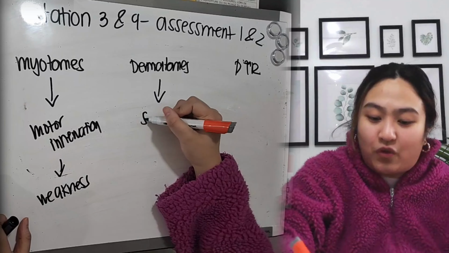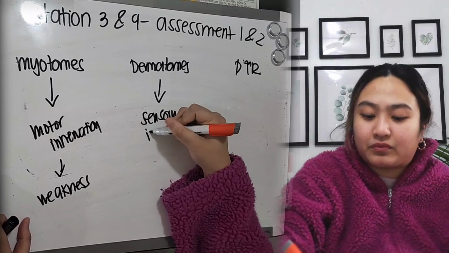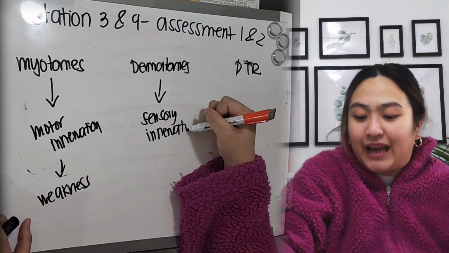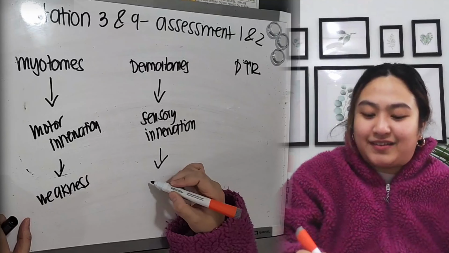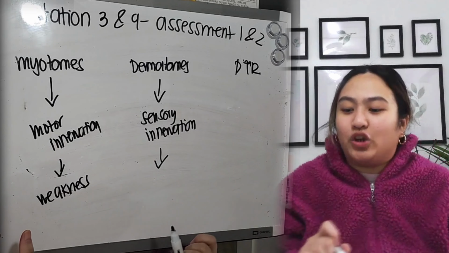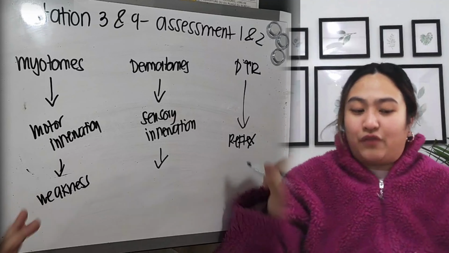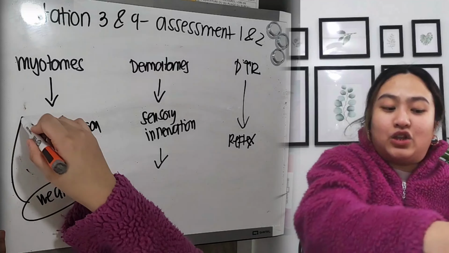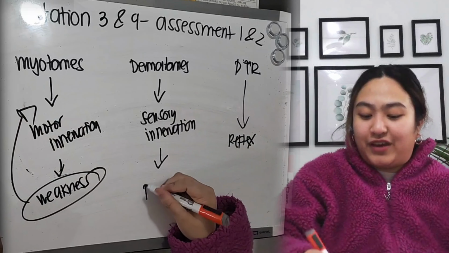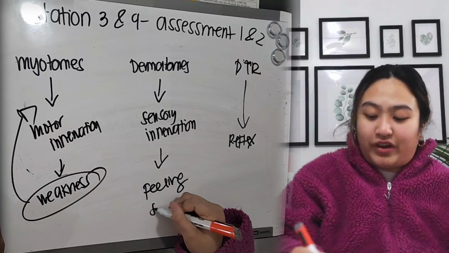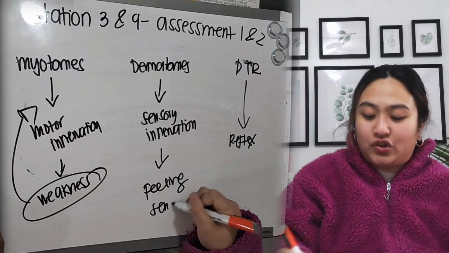Then we have dermatomes for sensory innervation. So if your patient is feeling sensory deficits, then it would be dermatomes. Deep tendon reflexes are for reflexes. So if your patient complains about weakness, then use myotomes. If the patient is feeling sensory issues, then you use sensory innervations. And if the patient's reflexes are having issues, then you're going to use DTR.